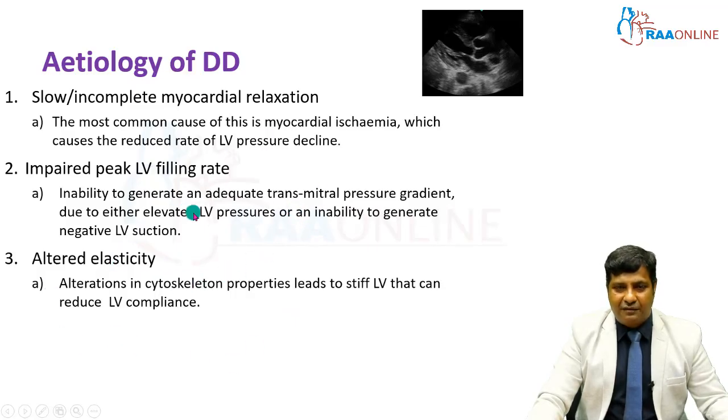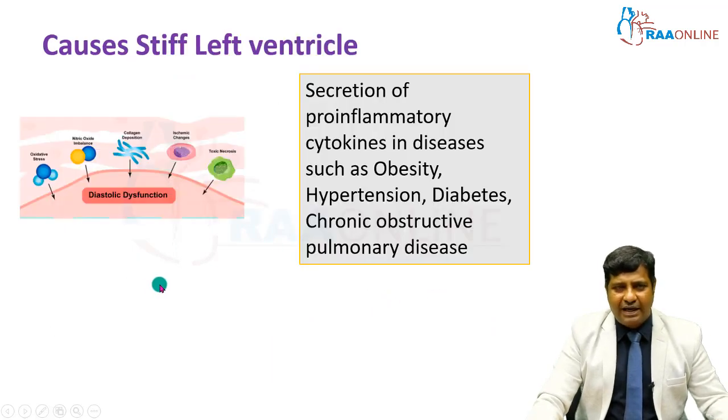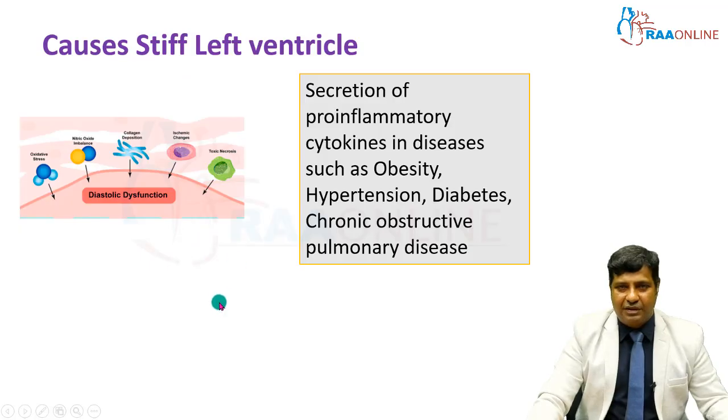This may be because of the alteration in the cytoskeleton properties, which causes a stiff left ventricle, which is going to further reduce the LV compliance. And finally, an external effect like constrictive pericarditis or other pericardial effusion can impact the diastolic function. So having said that, what exactly causes the ventricles to become stiff?